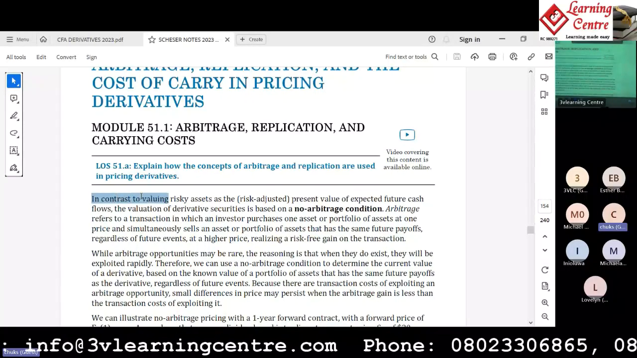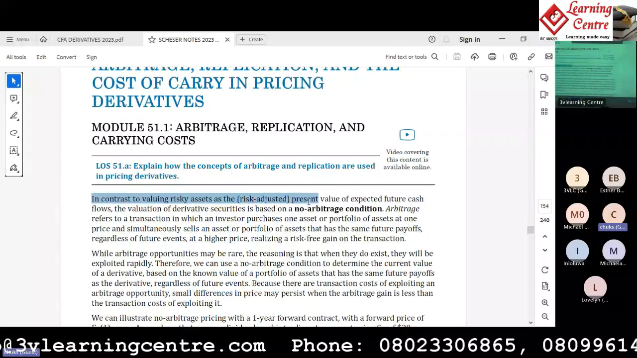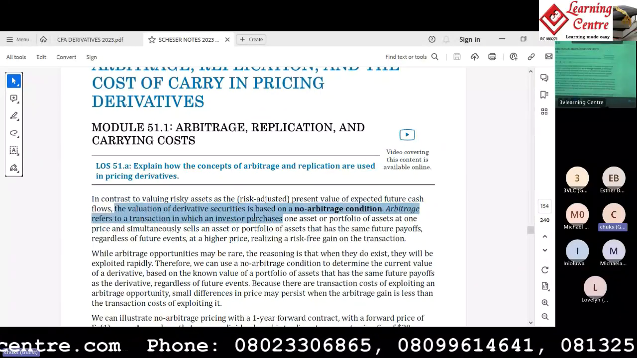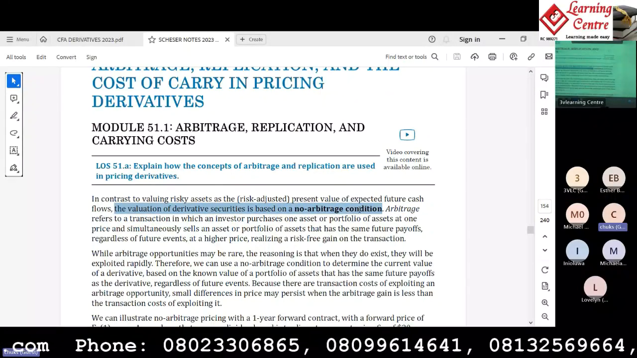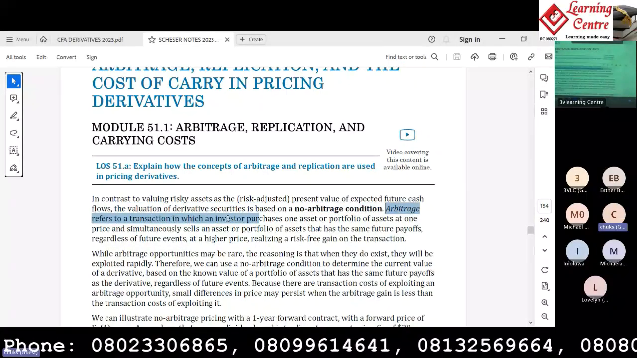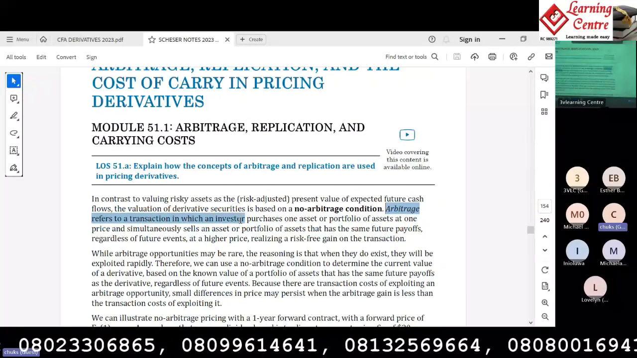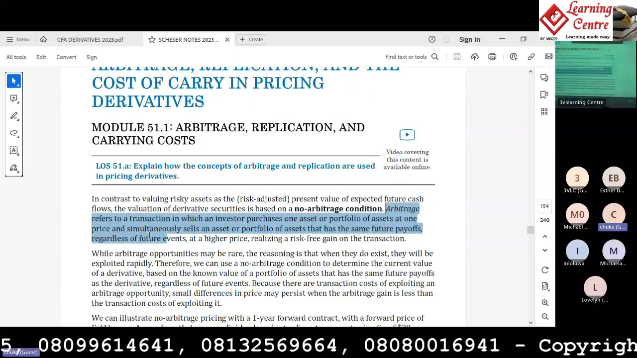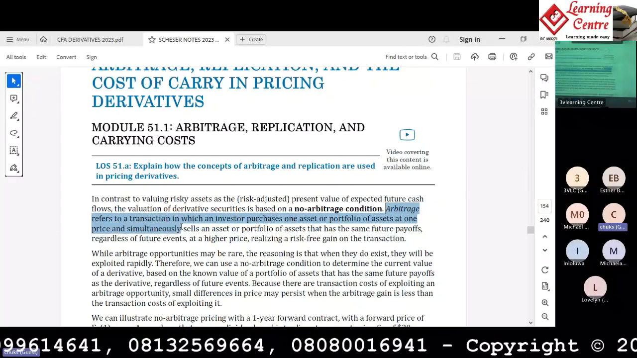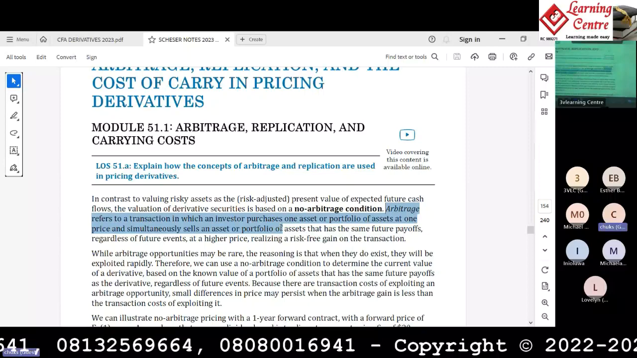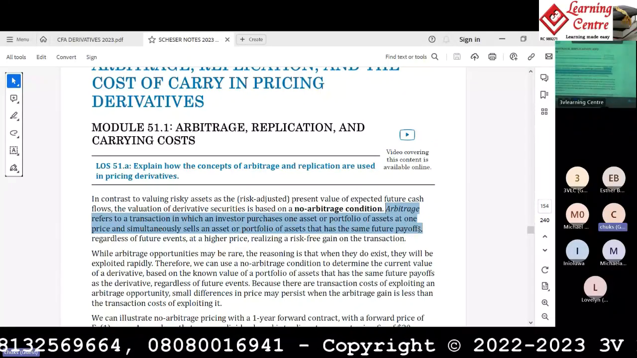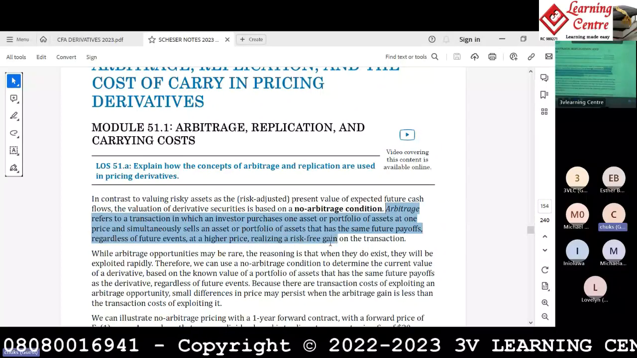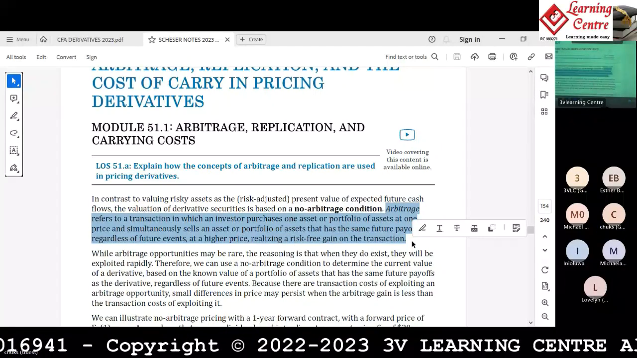Okay, so in contrast to valuing risk assets as the risk-adjusted present value of expected future cash flow, the valuation of derivative security is based on a no arbitrage condition. Arbitrage refers to a transaction in which an investor purchases one asset or portfolio of assets at one price and simultaneously sells an asset or portfolio of assets that has the same future payoffs, regardless of future events, at a higher price, realizing a risk-free gain on the transaction.